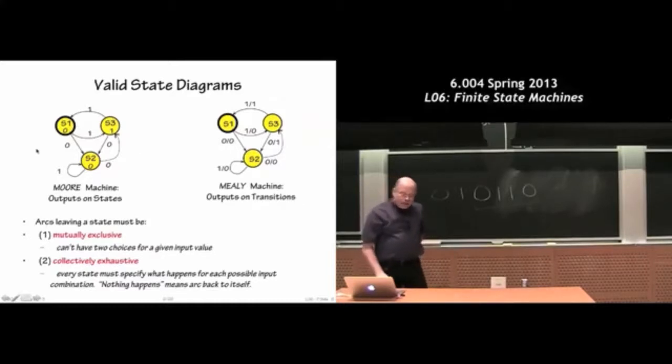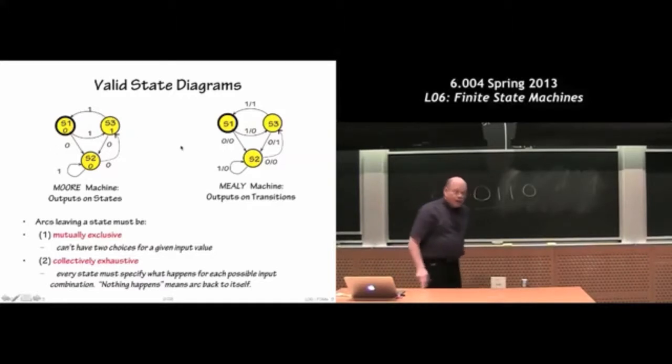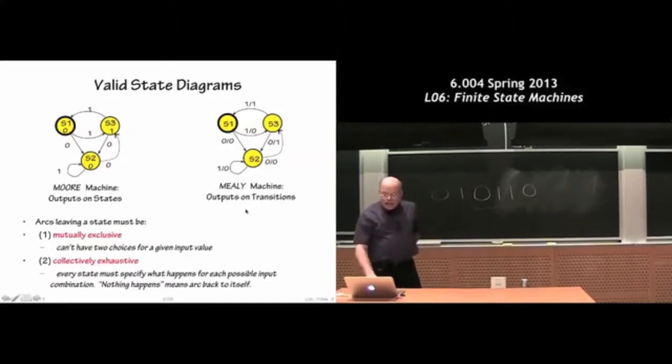Here are two different types of diagrams. The one on the left is for what we call a Moore machine. The one on the right is a Mealy machine. And I have to tell you that the distinction is not hugely important, but they do have names, so I thought I would mention them.